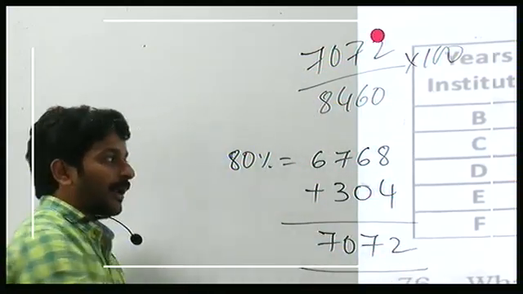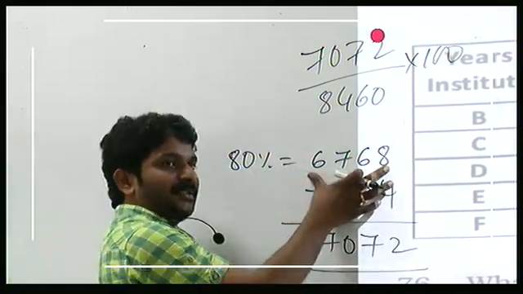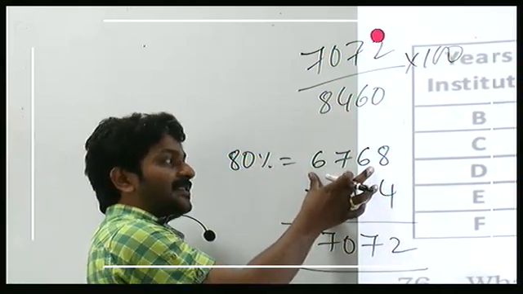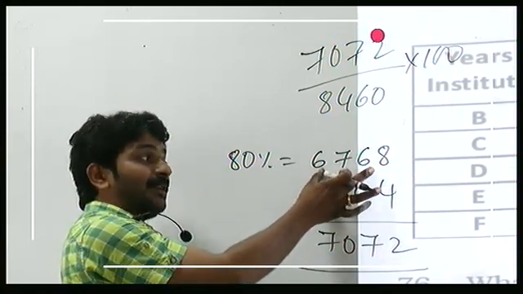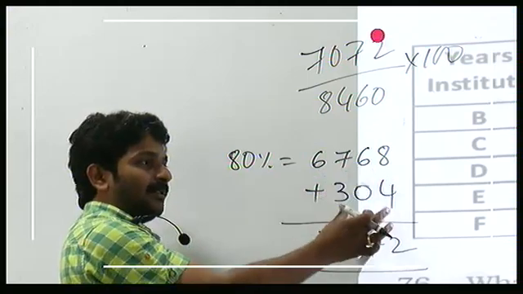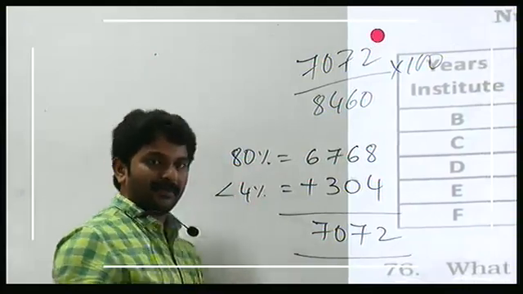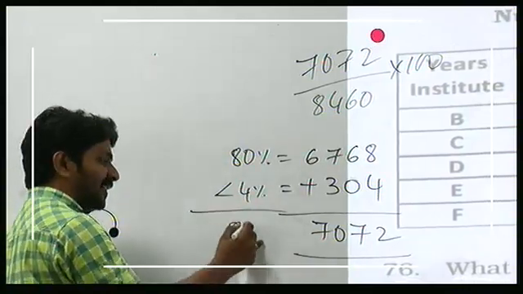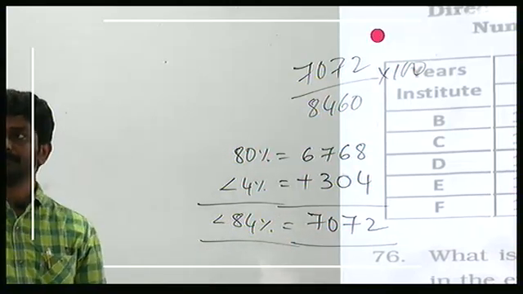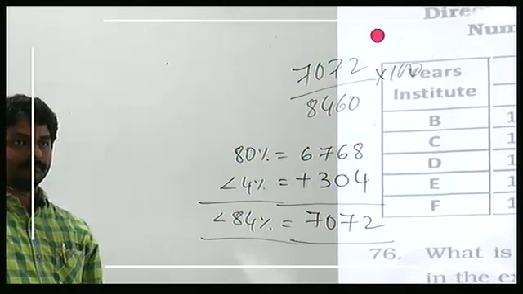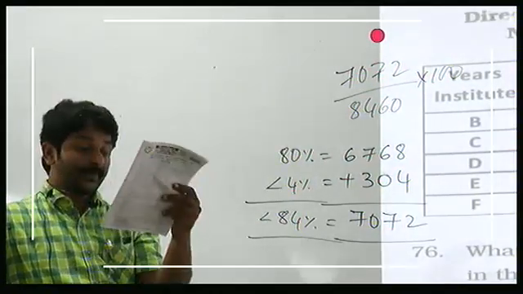Yes or no? Now you need to identify its appropriate percentage. If 80% is this much, 8% is 676.8. 4% will be half of that, 338. Do you have 338 here? So this is definitely less than 4%. So the answer is definitely less than 84%. You have only one, 83 point something. Clear?